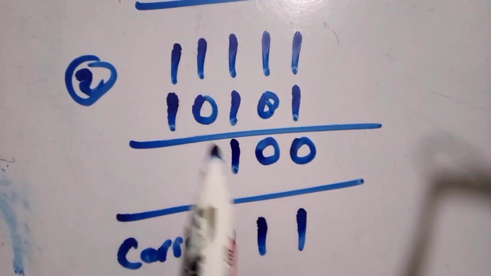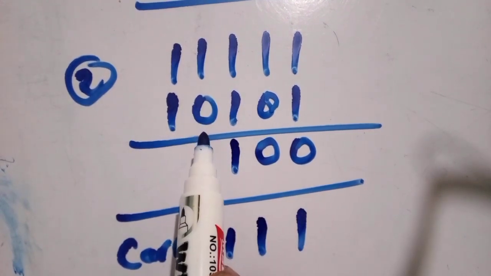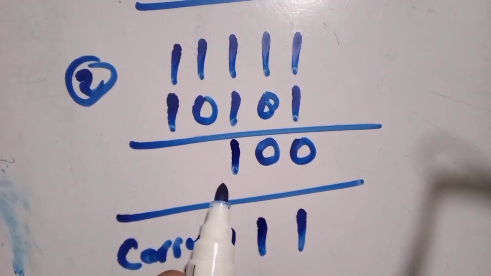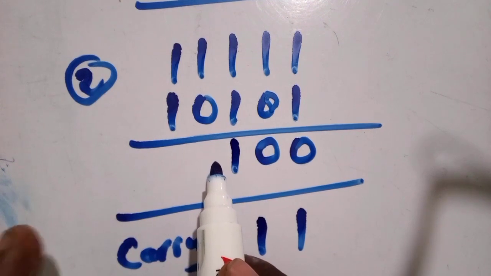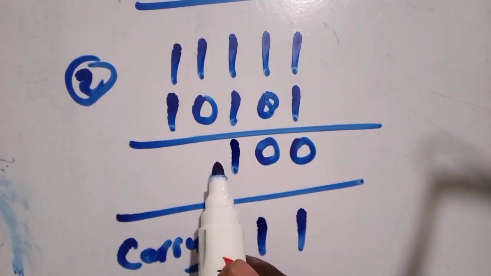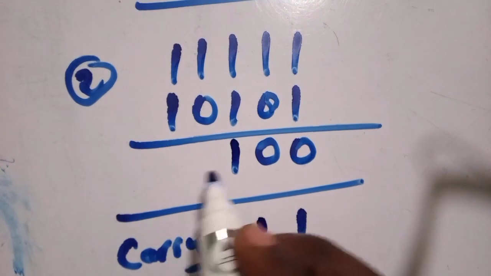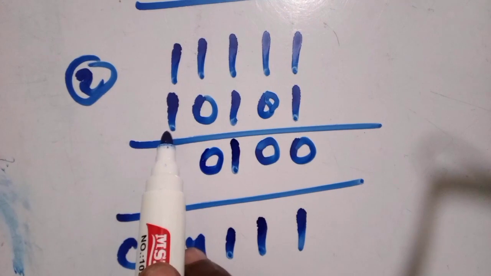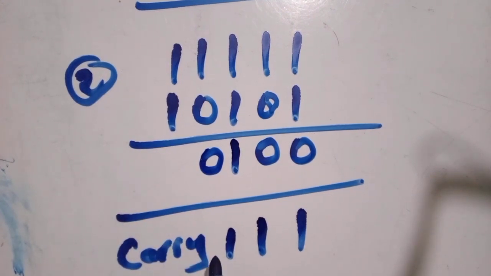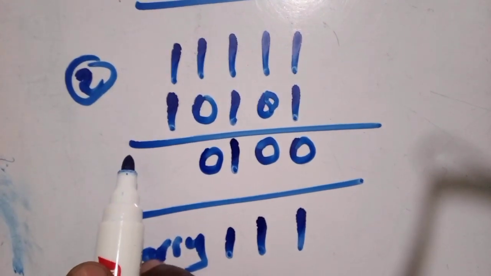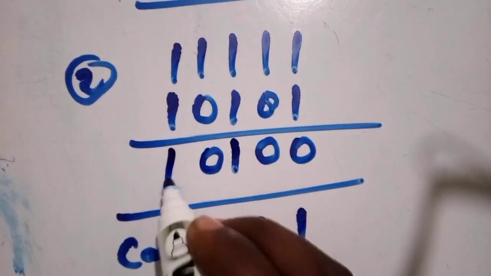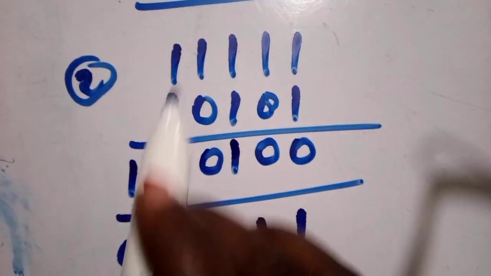Then 1 plus 0 is 1, plus that one, which is 2. So you can't write 2 here, so we are going to divide 2 into 2, which is 1, with a remainder of 0. So here it will be 0. Then 1 plus 1 is 2, plus that one which we are carrying, we are going to have 3. So 2 into 3 is 1, remainder 1, because we have reached the last stage.